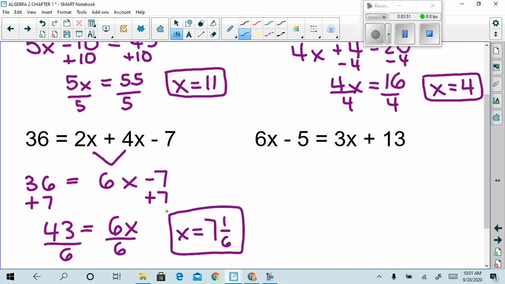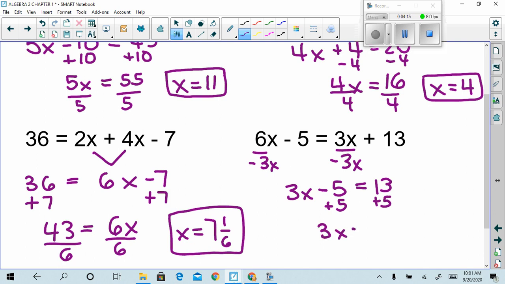When I'm looking at my next problem, I see that I have variables on both sides of the equal sign, which means I have to collect them to one side. That's the first thing you do when there's variables on both sides. I now have 3x minus 5 is equal to 13. I'll add 5 to both sides. I'll get 3x is equal to 18, and I'll divide by 3. x is equal to 6.